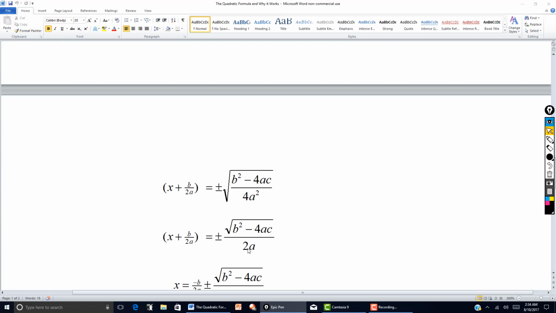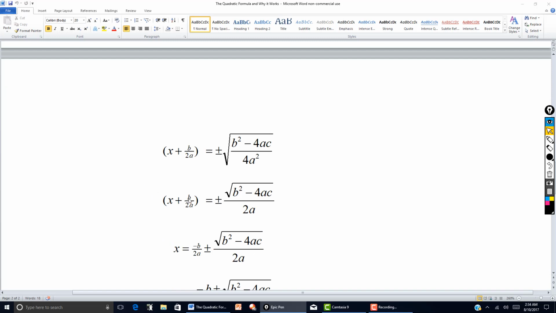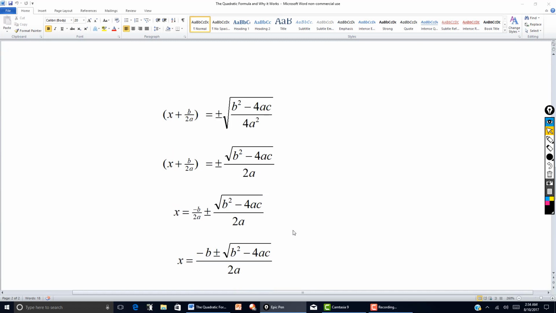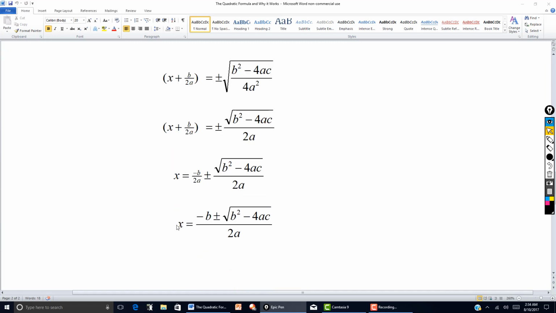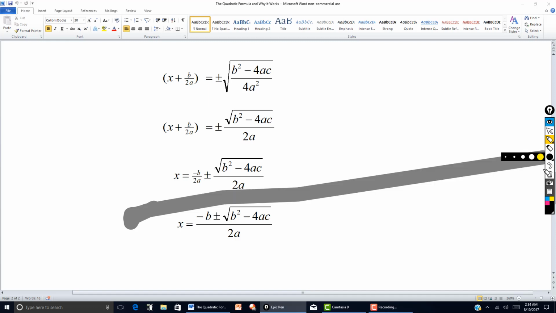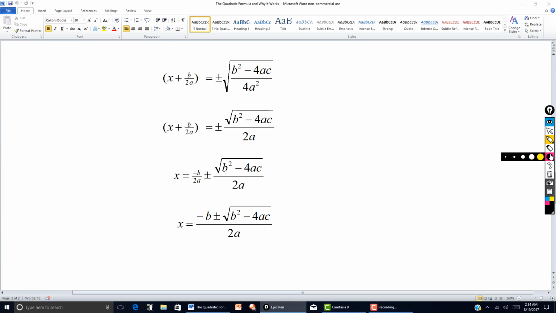Then I just bring the b over 2a over to the other side. That becomes a minus b over 2a, and because I have the same denominator, I can put it all as 1. So x is equal to minus b plus or minus the square root of b squared minus 4ac, over 2a. And this is how the quadratic formula is derived.